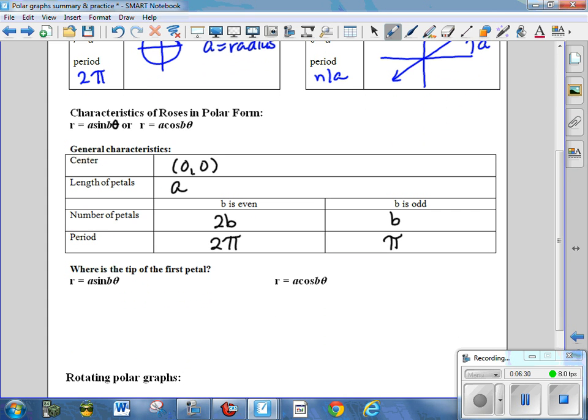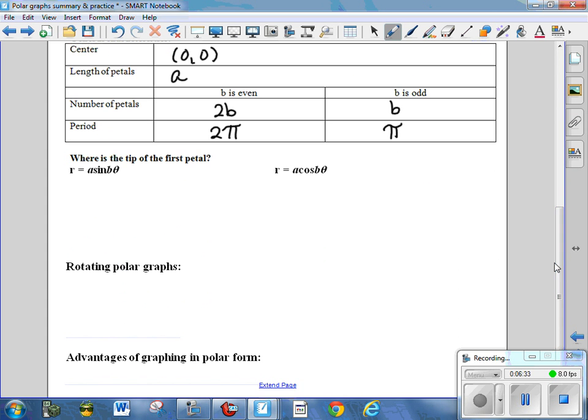For the tip of the first petal, if we're dealing with a sine graph, the tip of the first petal occurs when theta is equal to pi over 2b, because when we multiply pi over 2b times b, we get pi over 2, and that's the largest value for sine. The largest value for cosine occurs when theta is 0. So we're always going to get a petal on the positive horizontal axis.